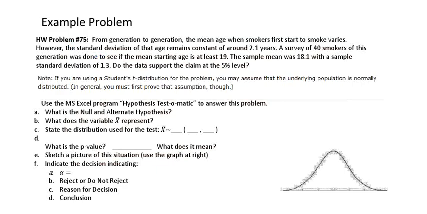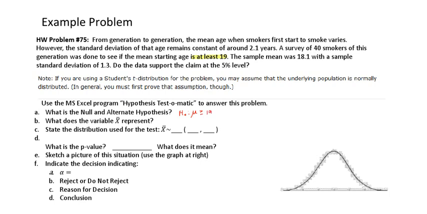Well, the first question we have to ask is, what is the claim? We're being told that from generation to generation the smokers' age varies, but in this generation, the mean starting age is at least 19. Right there, that should give you a hint. This is our claim, right? So our null hypothesis claim right here is that the mean is at least 19, greater than or equal to 19.